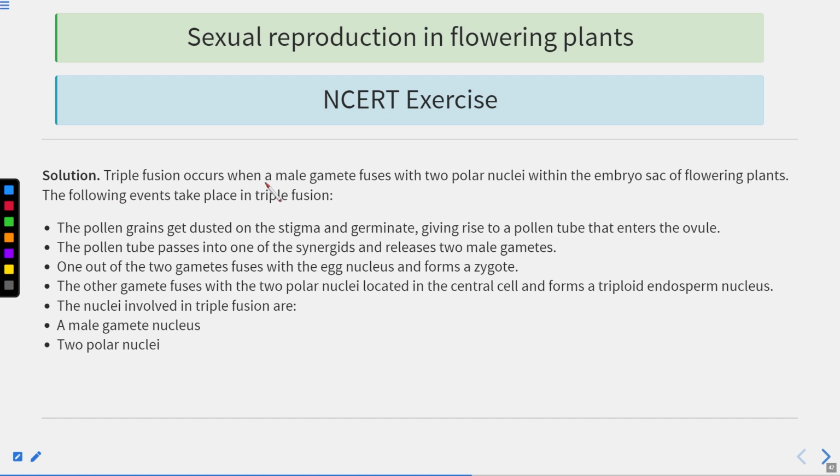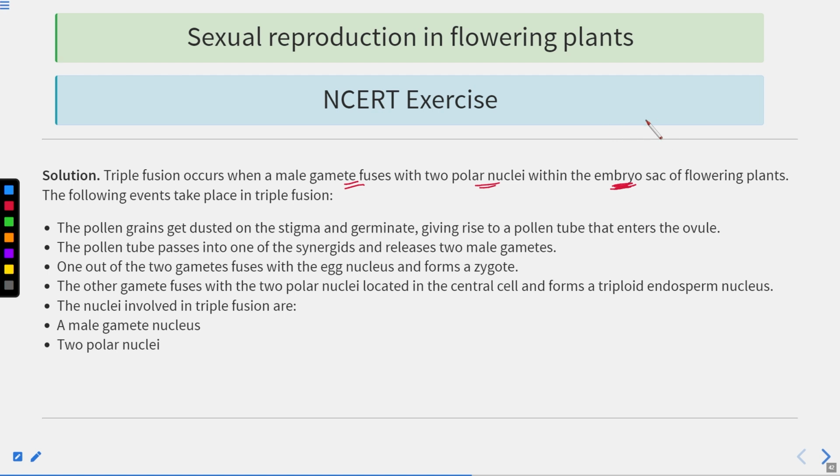So triple fusion occurs when a male gamete fuses with the two polar nuclei within the embryo sac of the flowering plants. So the embryo sac, you know, consists of the egg apparatus at the micropylar end. This egg apparatus consists of the egg and the synergids.